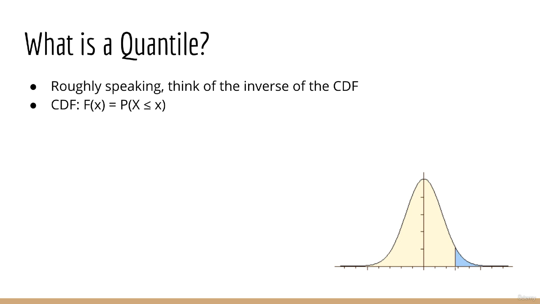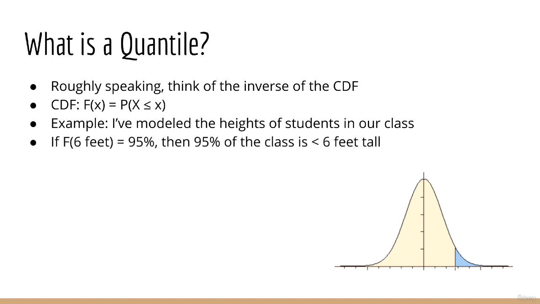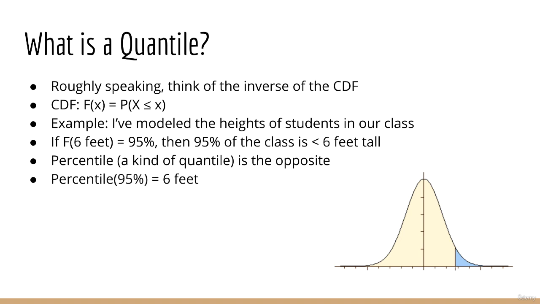So for example, suppose I'm measuring the heights of students in our classroom. I have a CDF function and I pass in the value 6 feet. If I get back the value 95%, that means 95% of the class is less than 6 feet tall. The percentile, which is a kind of quantile, is basically the opposite of that. I can input 95% and I get an answer in feet. For example, I can ask, how tall do I have to be so that I am in the 95th percentile? That's equivalent to asking, how tall do I have to be so that 95% of the class is shorter than me? And the answer is, of course, 6 feet.